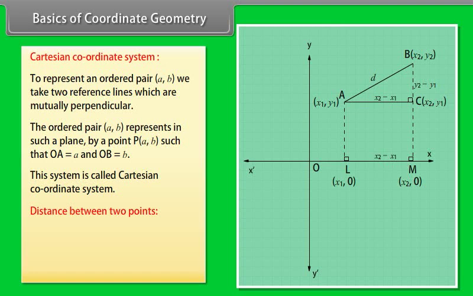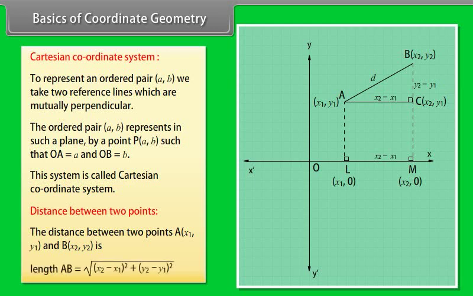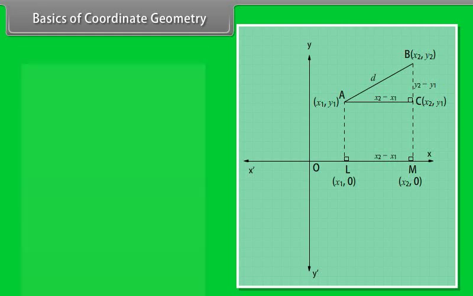Distance between 2 points. The distance between 2 points A(x1, y1) and B(x2, y2), that is the length AB, is equal to the square root of (x2 minus x1) squared plus (y2 minus y1) squared.